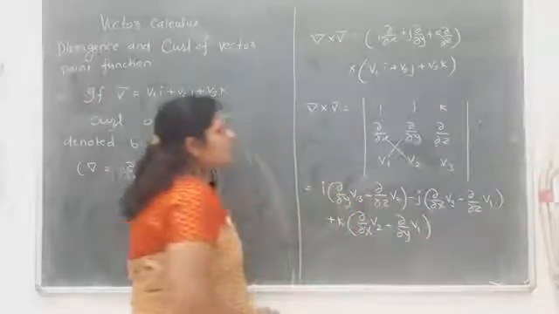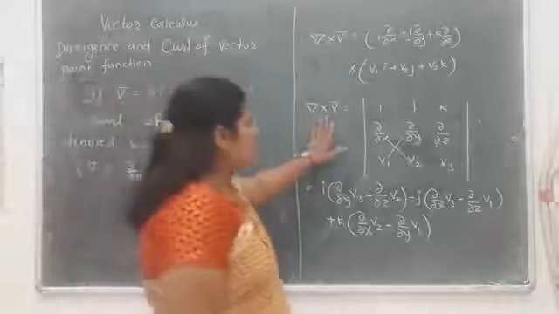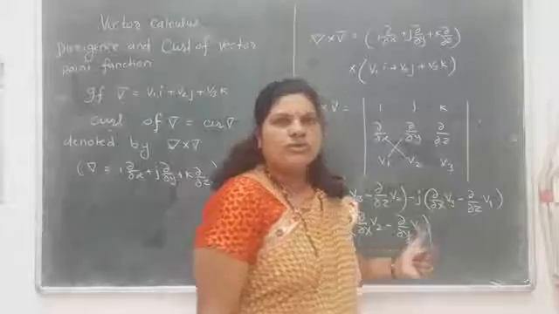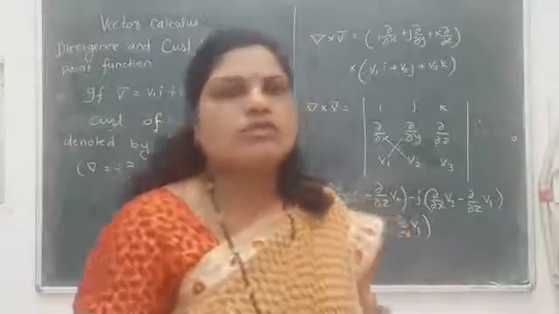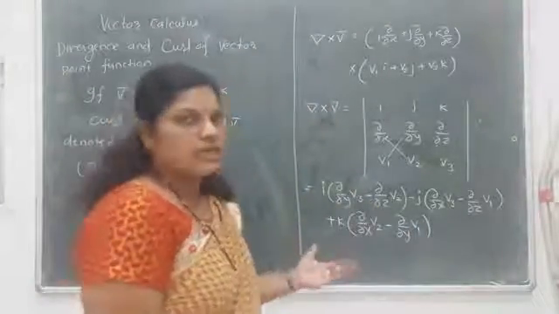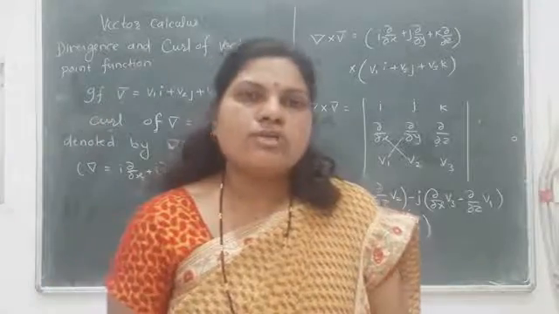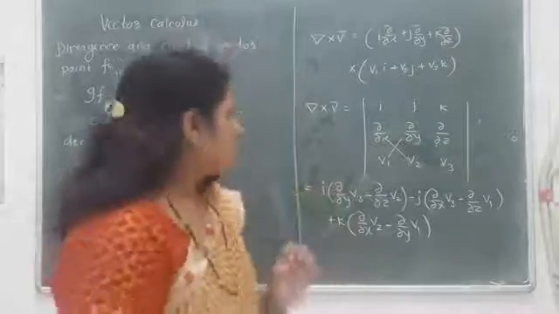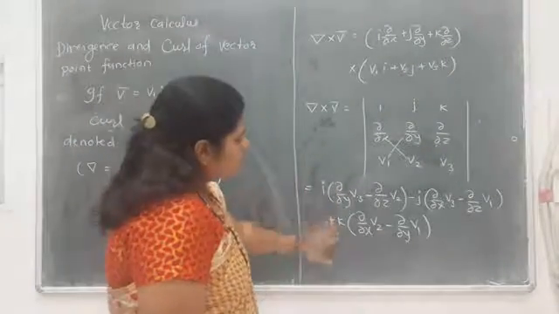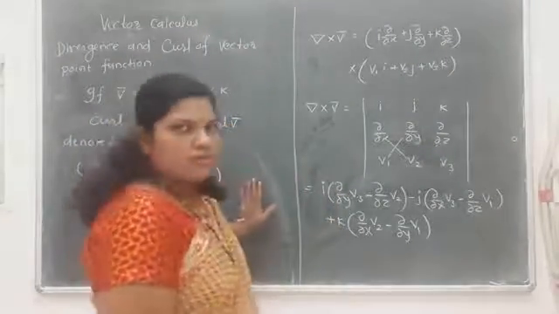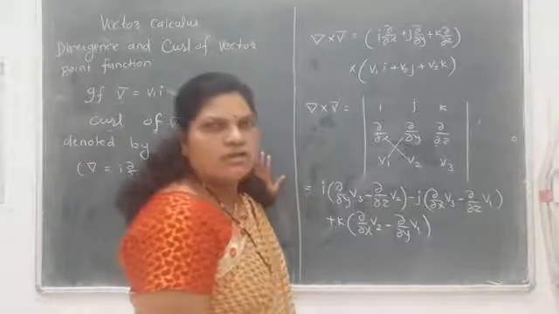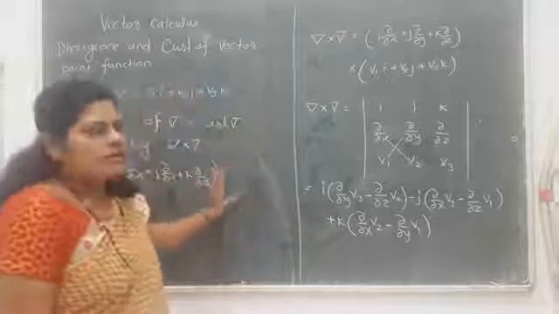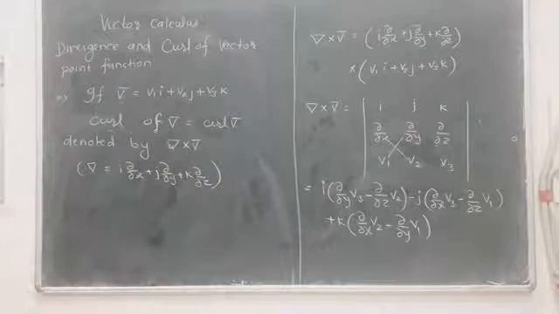So in this way you can calculate the curl of any vector point function. When you calculate all these terms, finally you get a vector point function. It is a vector quantity, not a scalar. But when you take the divergence of any vector point function, it becomes a scalar point function. So in this way we have seen the divergence and curl of a vector point function, and then we will see the problems on these terms.